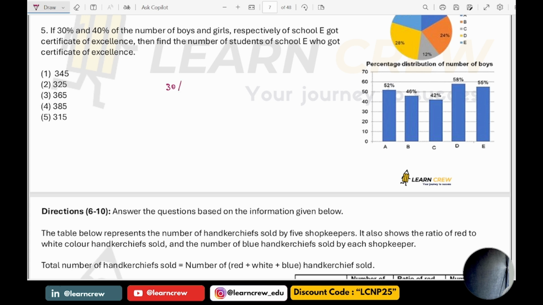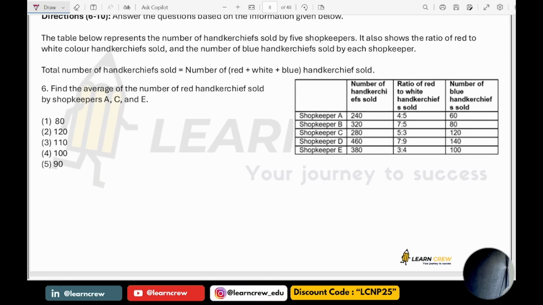30% of boys. So 30% of 550 plus 40% of 450. How much is it? 30% of 550 is 165. 40% of 450 is 180. The answer is 345. So answer is 345. This is first 5 questions. Now next 5 questions, 6 to 10.